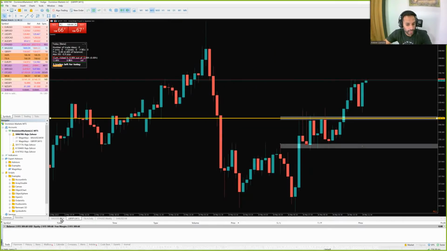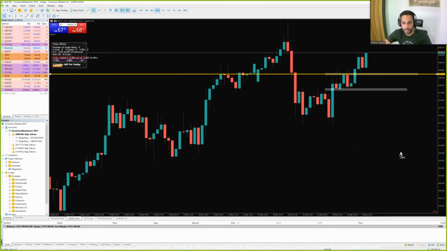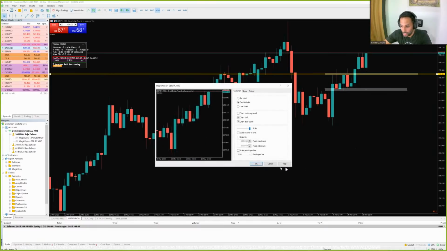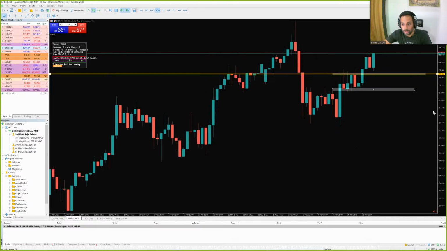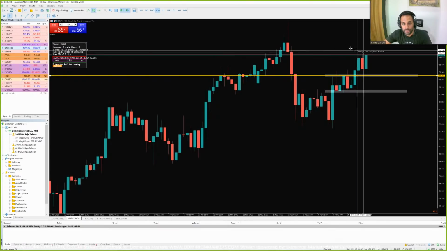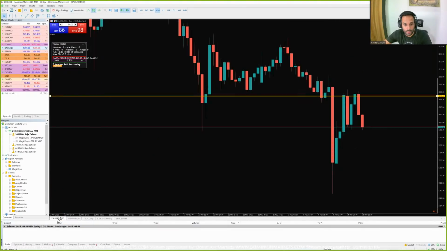Let's take a look over here. Ooh, pound yen reversed all the way. Not sure whether I should focus on pound yen or should I focus on gold. How much is this range? It's like 15-20 pips here.